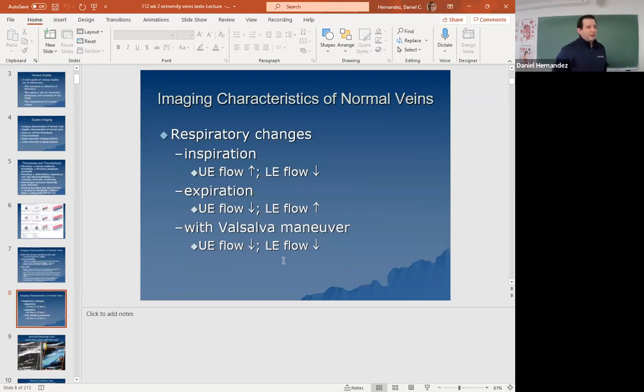So it's just our respiratory changes again. Inspiration, again, increases upper extremity flow and decreases lower extremity flow. You get the opposite with expiration. And then our Valsalva maneuver reduces both upper and lower extremity venous flow.